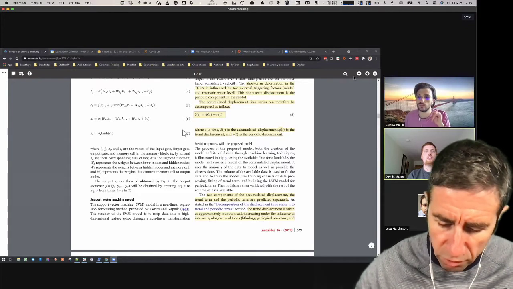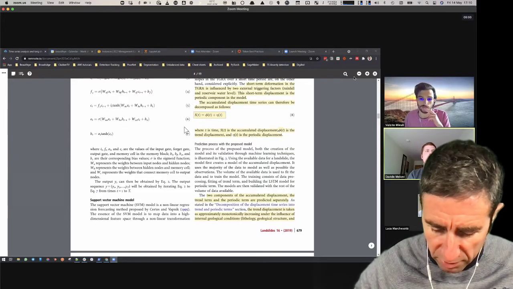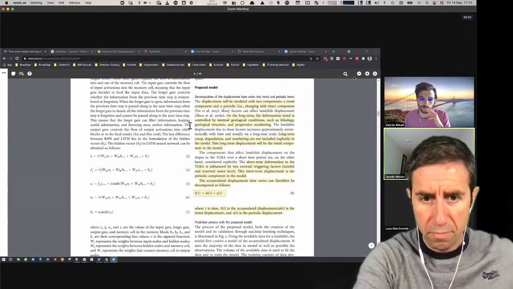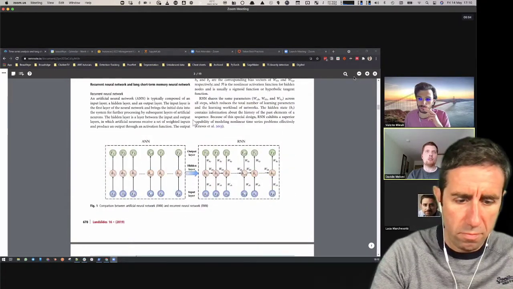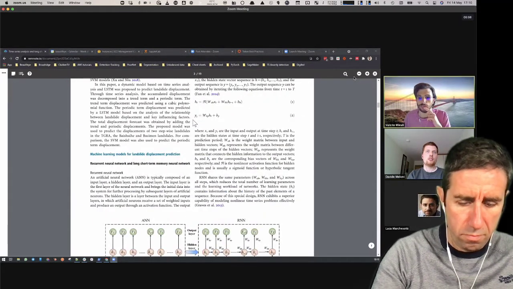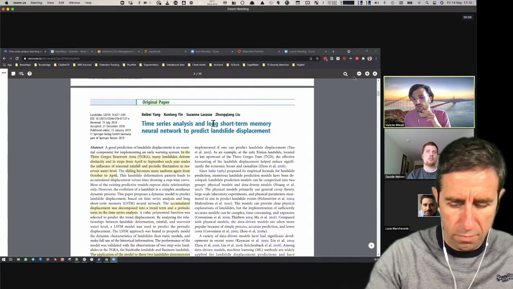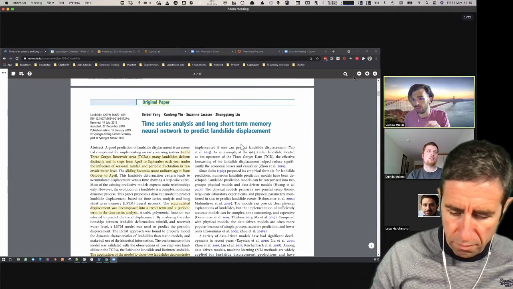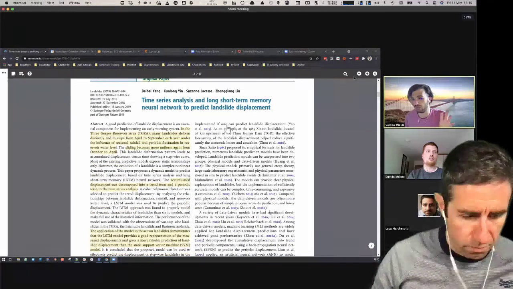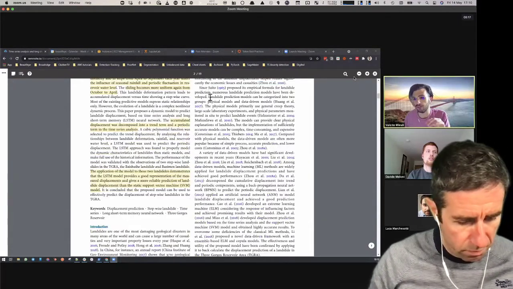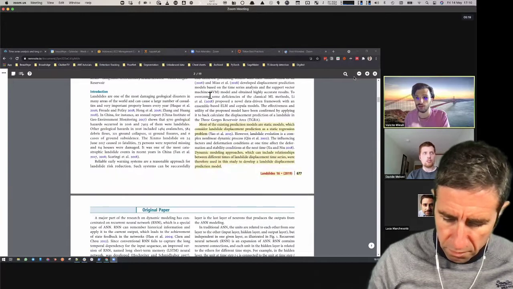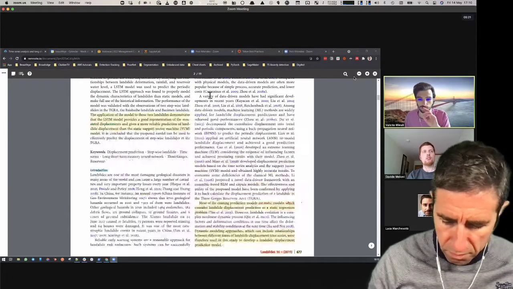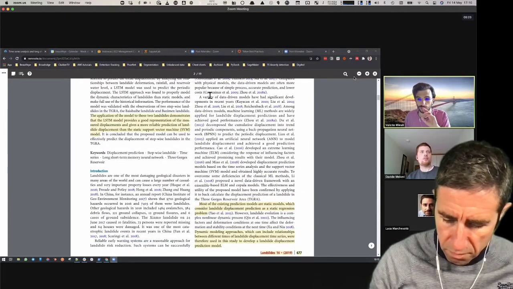So just one. Go ahead, Davide. Yeah, please go ahead. So they use a sort of physical model for the trend displacement. The paper does not go very deeply into the trend displacement. The paper is mainly focused on the periodical displacement. Any other question?